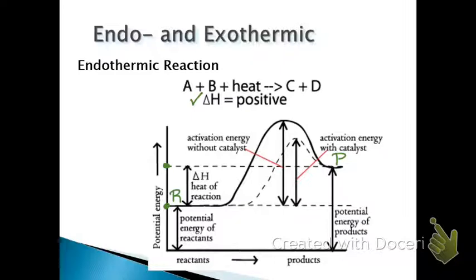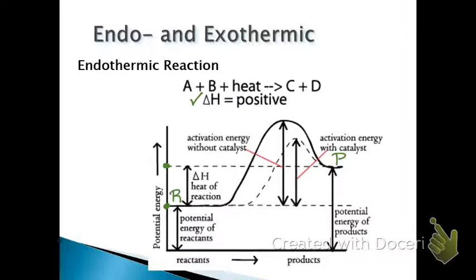So if you'll notice at the top part of the screen, you'll see the word heat written into the chemical reaction. Endothermic reactions, heat is absorbed. Heat is treated more like a reactant. You have to add heat to A and B if you want to get C and D. So, here's what's going on.